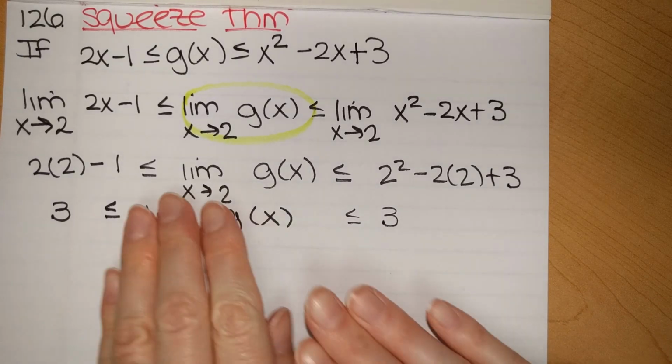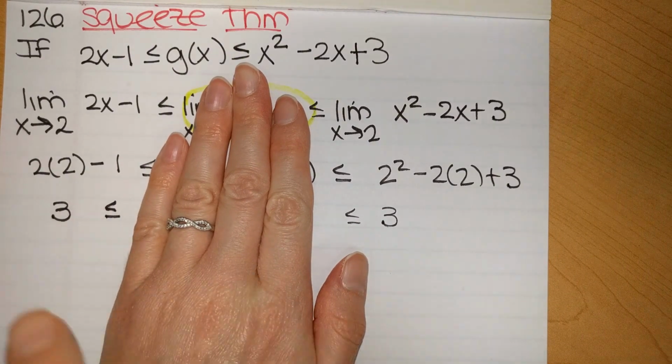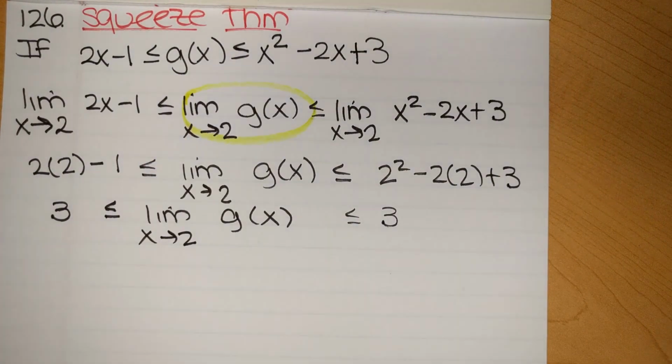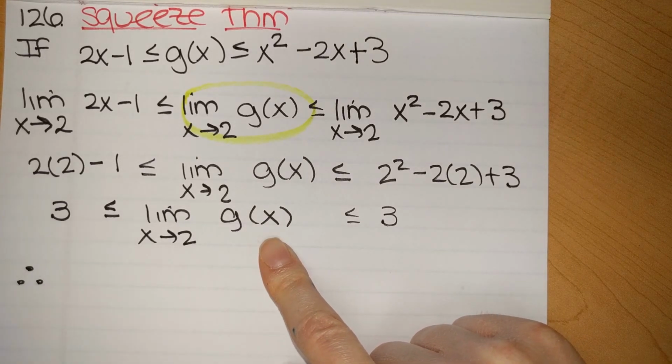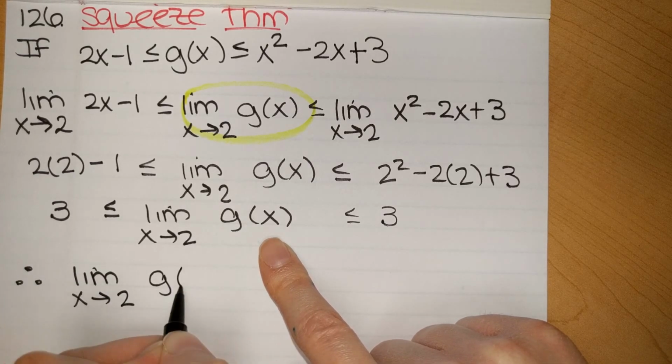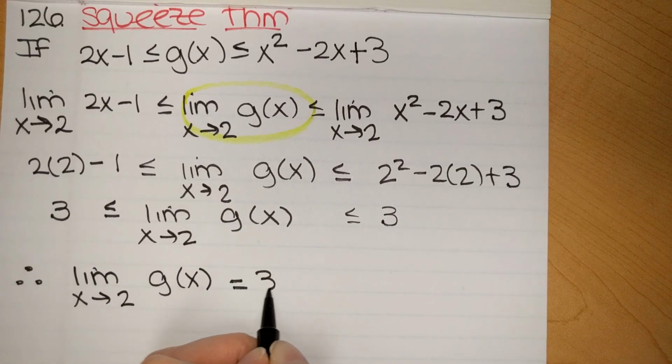Now, if you think about it, 3 less than or equal to something that is less than or equal to 3 means that the thing in the middle has got to be 3. So by the squeeze theorem, we can use the three dots, the triangle, to represent therefore. Therefore, the limit as x goes to 2 of g of x has to be equal to 3.